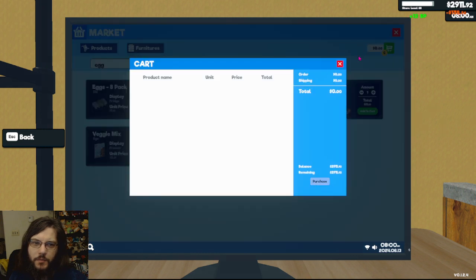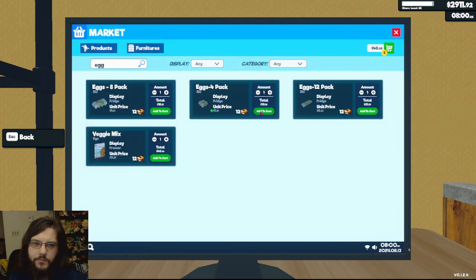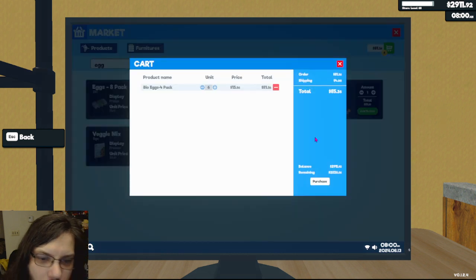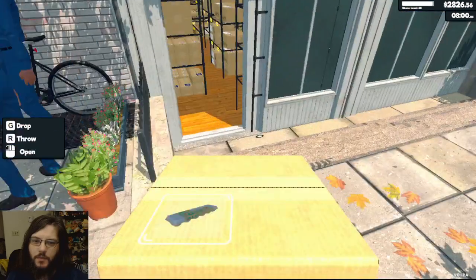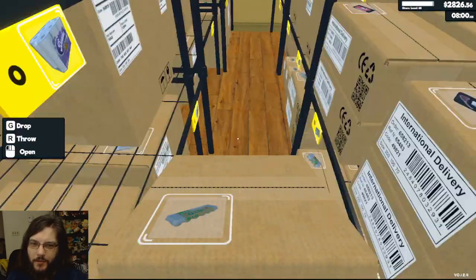I don't know why I need this many eggs. But I want to be ready for no reason. This is not even the main save. Why do I need this many eggs now?